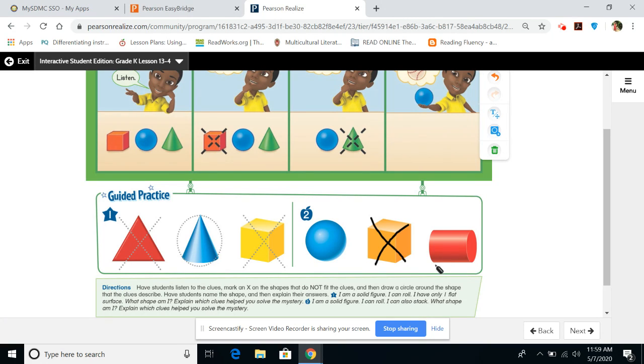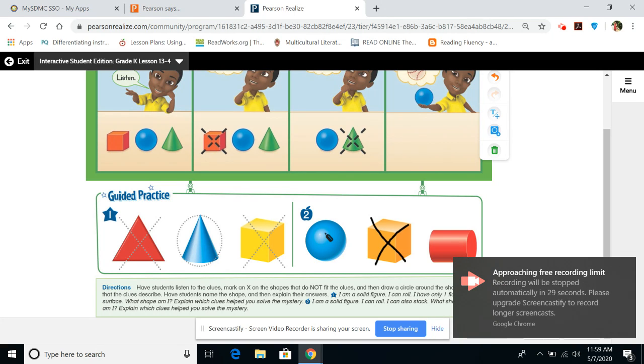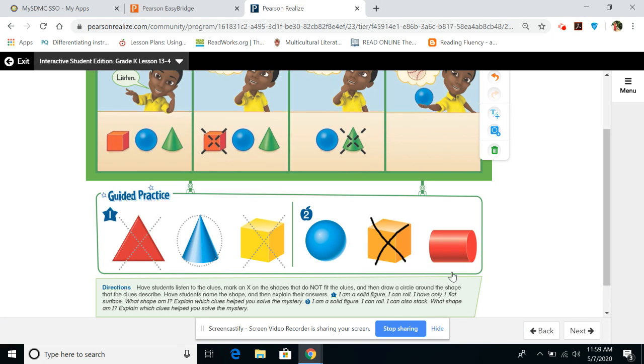I can also stack. My sphere. Do you think I could put a sphere on top of another sphere? Let's think about it like this. Could I put a baseball on top of another baseball? And would it stay? No, they would both fall down. So what I'm going to do is I'm going to put an X through my sphere. What about my cylinder? Can I stack my cylinder? Yes, I can. So I'm going to put a circle around my cylinder.